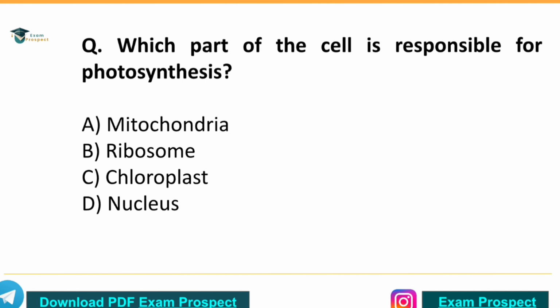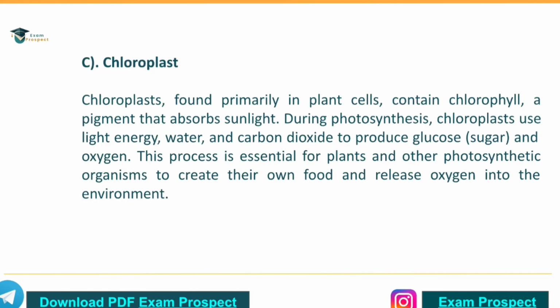Next question, which part of the cell is responsible for photosynthesis? Correct answer is option C, chloroplast. Here, chloroplasts, found primarily in plant cells, contain chlorophyll, a pigment that absorbs sunlight. During photosynthesis, chloroplasts use light energy, water, and carbon dioxide to produce glucose, a sugar, and oxygen. And this process is essential for plants and other photosynthetic organisms to create their own food and release oxygen into the environment.